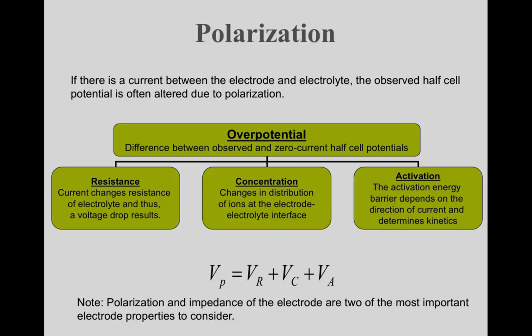First of all, there is the potential difference due to resistance. When you have current flow, that changes the resistance of an electrolyte, and therefore a voltage drop results. There are concentration effects, so changes in the distribution of the ions at the electrode-electrolyte interface contribute to this overpotential. And then finally, activation. The activation energy barrier depends on the direction of the current, and this is going to determine your reaction kinetics. So the net overpotential is the sum of these three effects. Of these effects, the polarization and the electrode impedance are the two most important electrode properties to consider.